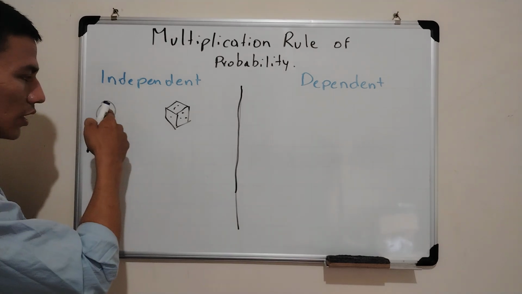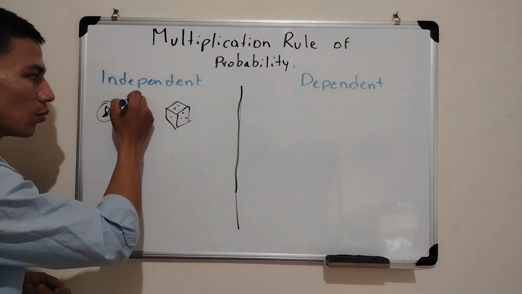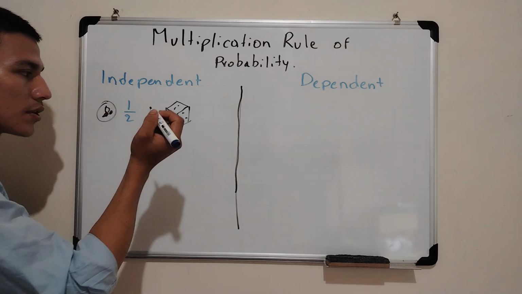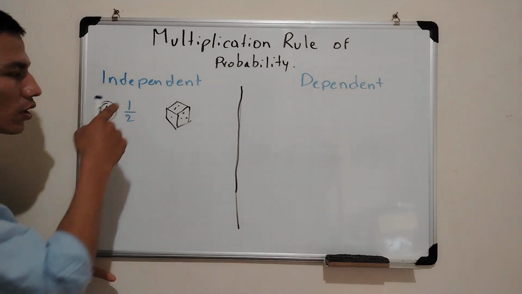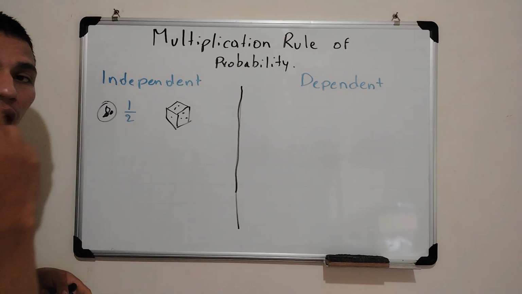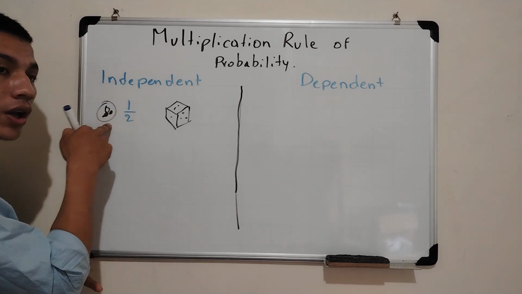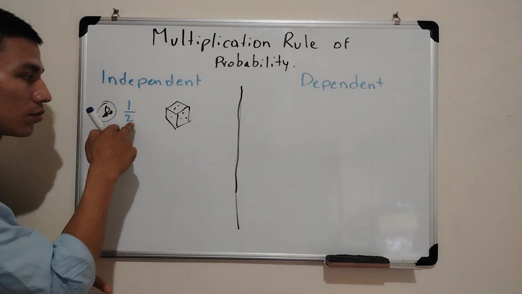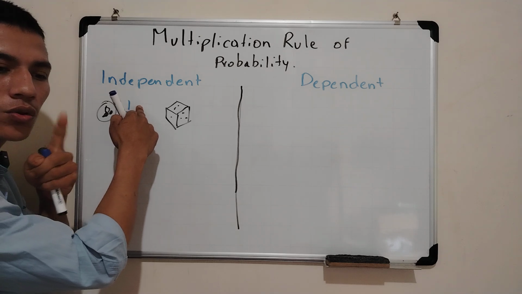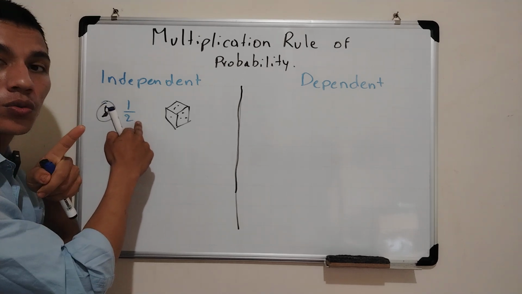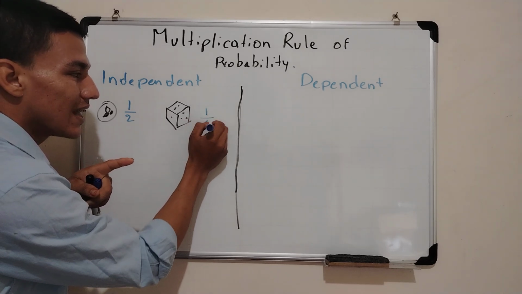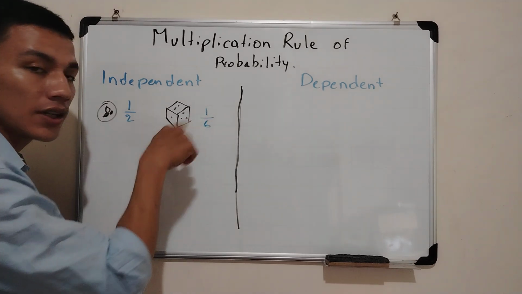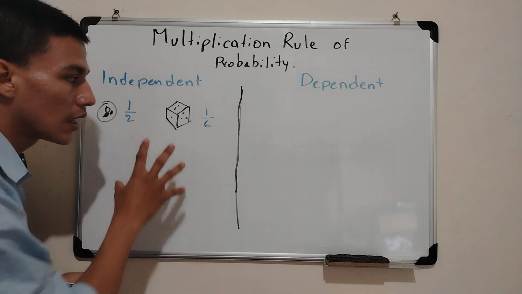So the probability of getting one head or one tail will be one half. Why one half? Because you have two possibilities, one of getting head, one of getting tail. You can get one result out of two possibilities. And here you get one result out of six possibilities, because you have six faces.